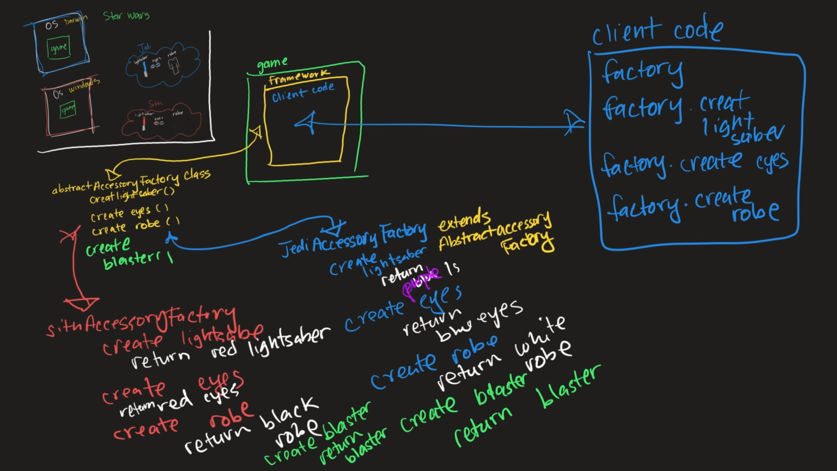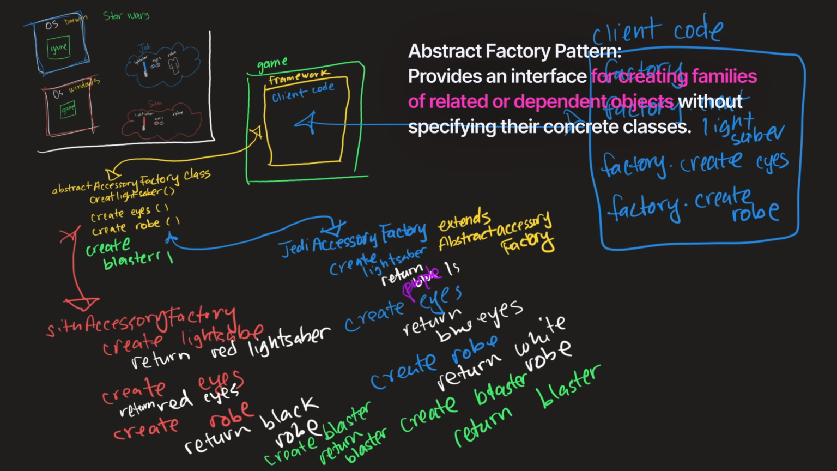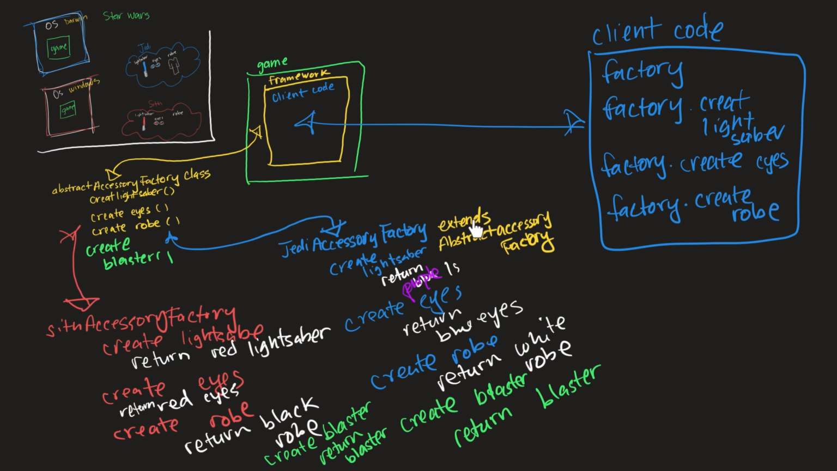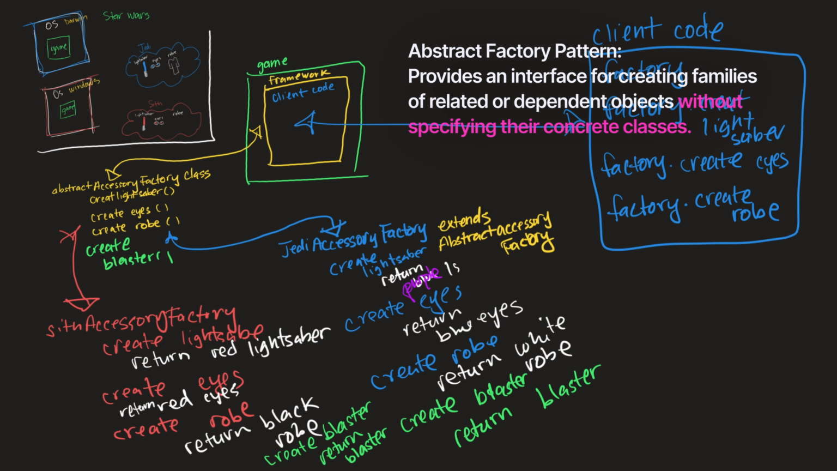And then the for creating families of related or dependent objects. Families of related or dependent objects. So this is the Jedi family of objects. This is the Sith family of objects. So for creating families of related or dependent objects without specifying their concrete class.